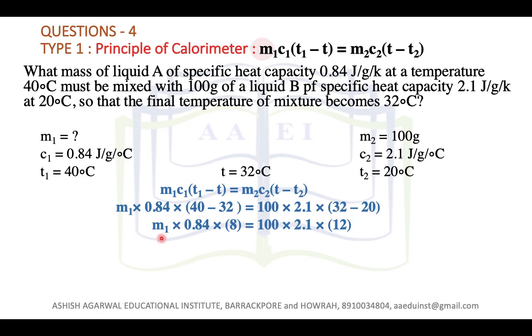Now we got to find M1. So let this right hand side remain as such. Bring these two parameters 0.84 and 8 on the denominator side, on the right hand side. So it becomes like this: 100 into 2.1 into 12 upon 0.84 into 8. If you calculate it wisely, you will get 375. What is the unit going to be? C1 was gram, C2 was gram, M2 was gram. No unit conversion required. So the answer you have obtained is in grams only. Fourth question back to back on the same formula.